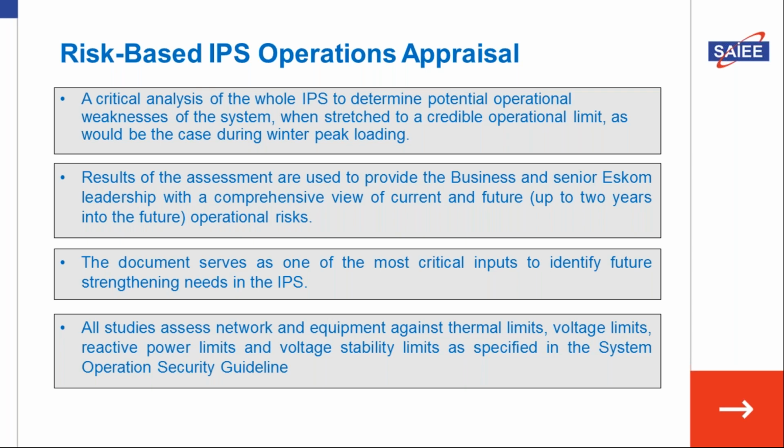That document serves as an input into Leslie's process, where we identify future strengthening needs for the IPS. For the kind of studies that are done there, we assess the system against the thermal limits, the voltage limits, reactive power limits, and voltage stability limits, as specified in the operational security guideline. And the system operational security guideline is also based on the grid code.